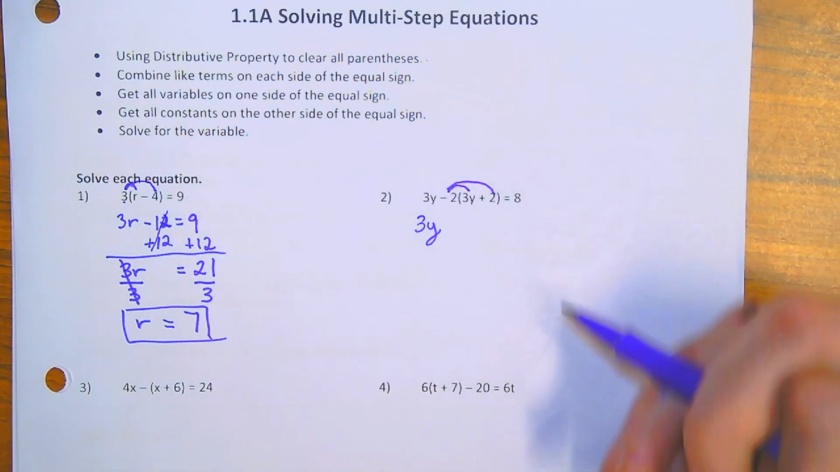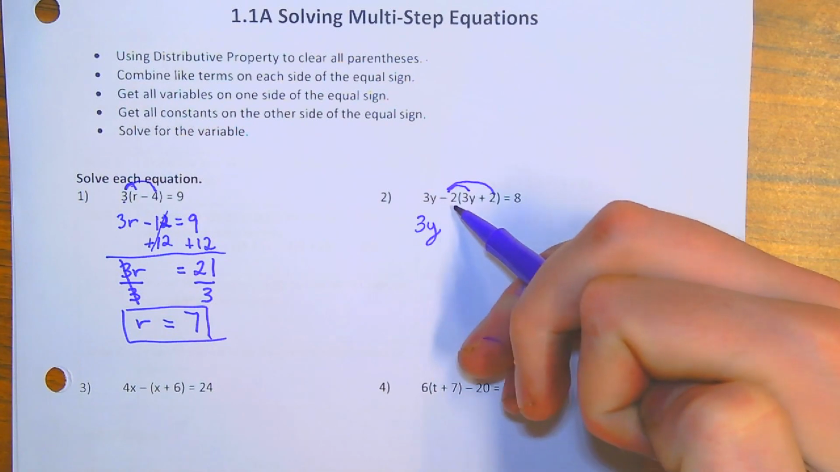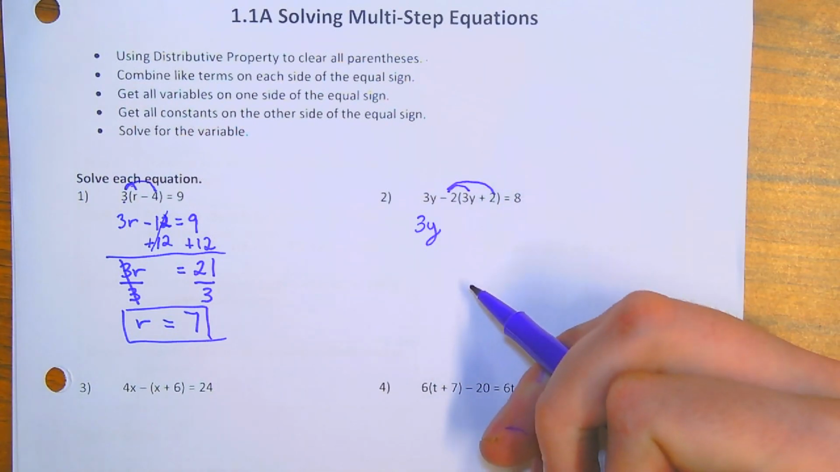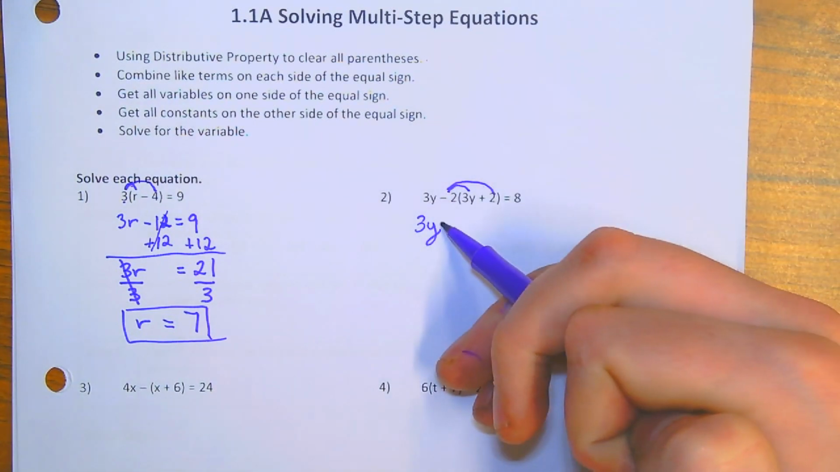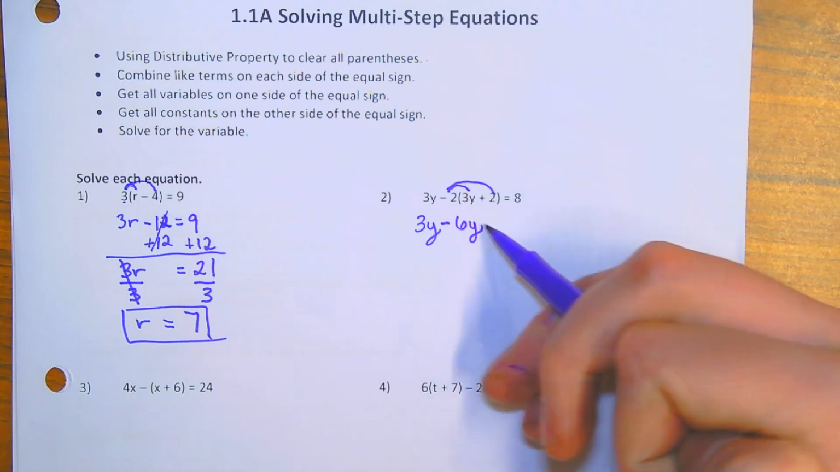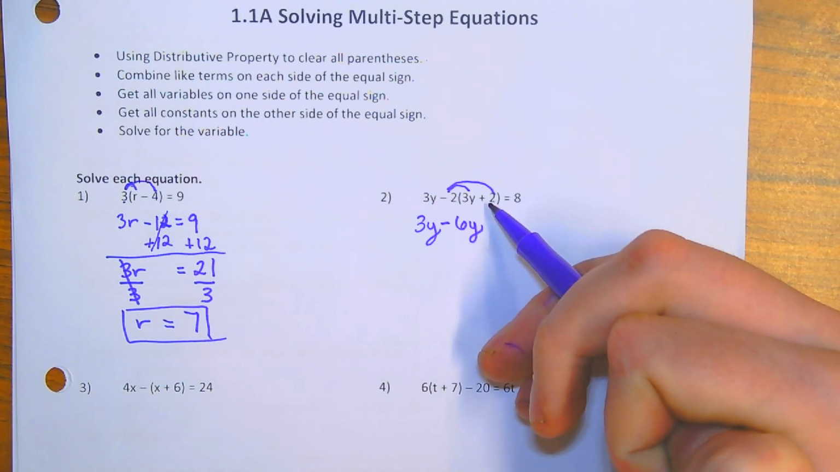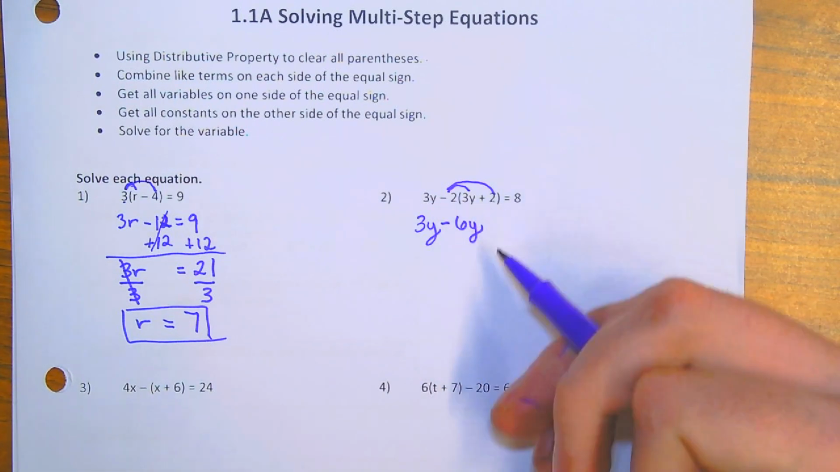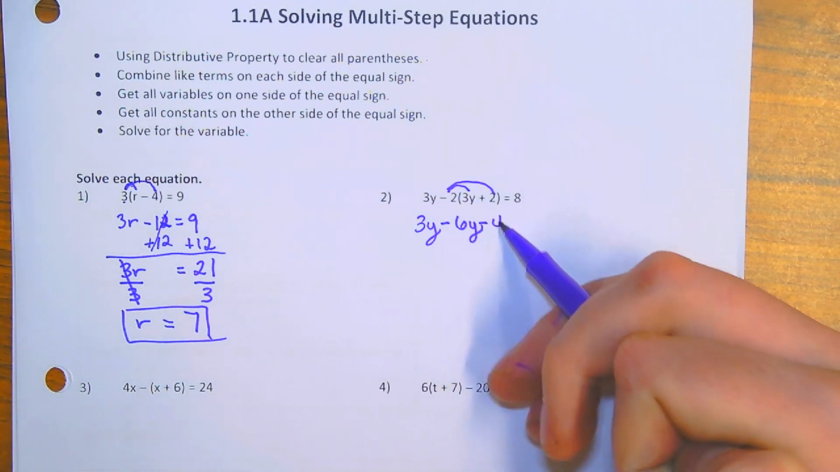Well, make sure you draw your lines. Okay? You should get a minus 2 times 3. Now a negative 2 times 3 is going to be a negative 6, so we're just going to write it out like that. Minus 6y, and then negative 2 times a negative 2 will give us that minus 4 that we're looking for here.